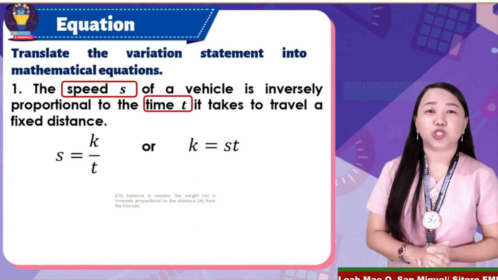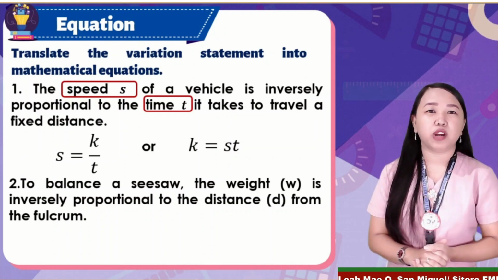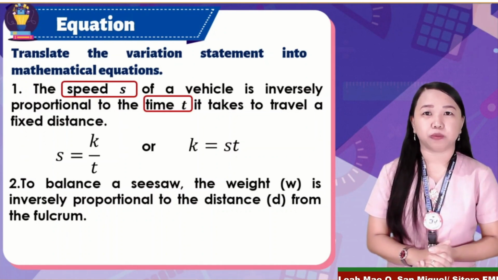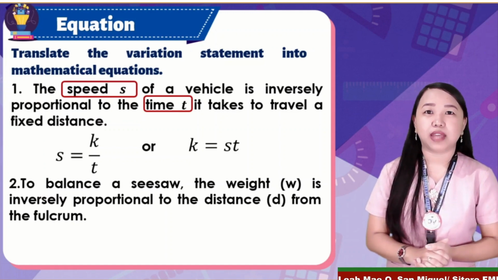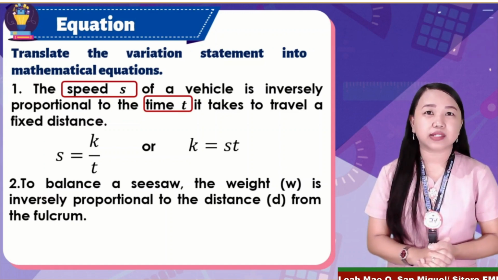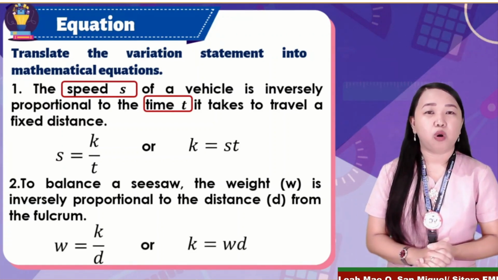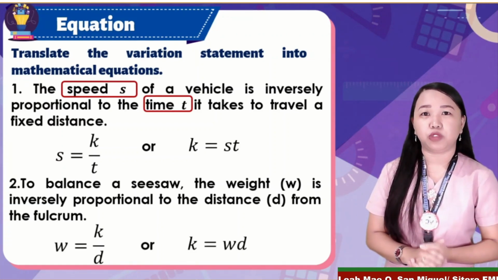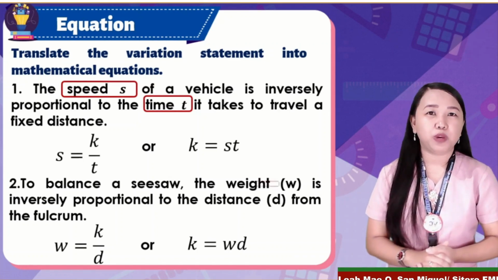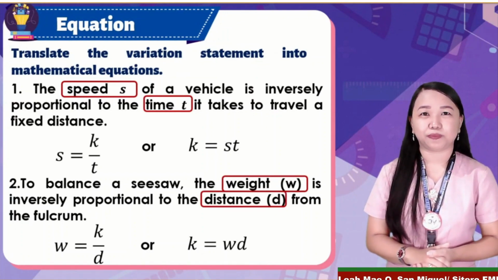Another, to balance a seesaw, the weight W is inversely proportional to the distance d from the fulcrum. This statement can be translated into a mathematical equation as W is equal to K over D, or K is equal to WD, where K is the constant of variation, W is the weight, and D is the distance.